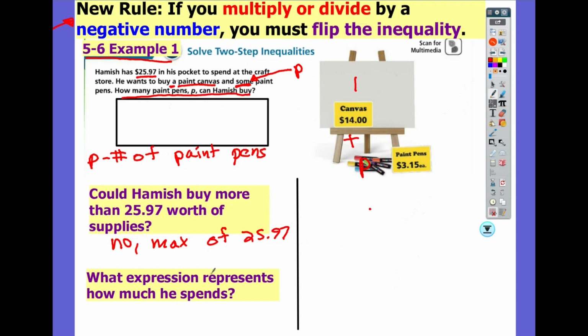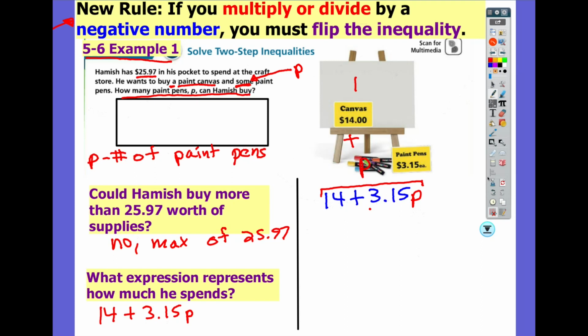So next, let's just write an expression for how much Hamish is going to spend. So let's start. We've got $14 for the one canvas, and we're going to add on $3.15 for every pen that he buys. So now I just got to set this up into an inequality. So I've got the maximum Hamish can spend and the expression for how much he spends. So all we're going to do here is take this expression, 14 plus 3.15 times P. So again, this is the expression for how much Hamish spends.